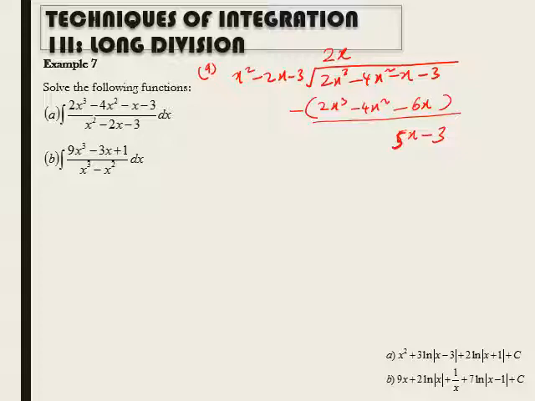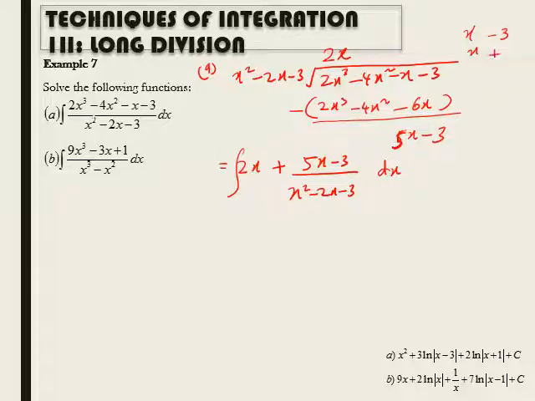the result of the division is, okay, the quotient 2x plus the remainder divided by the divisor: 2x plus (5x minus 3) over (x squared minus 2x minus 3). So now we will have to integrate this one actually, dx. So how do we integrate this? So x squared minus 2x minus 3, x minus 3, x plus 1, right?